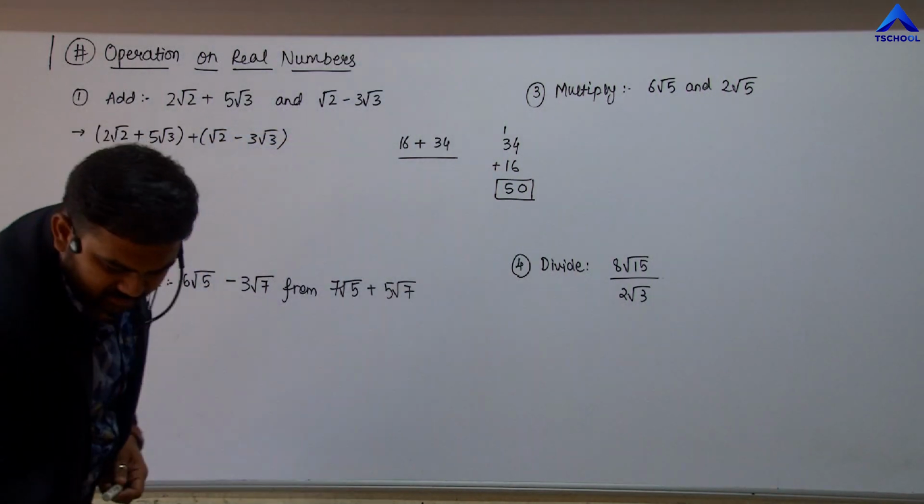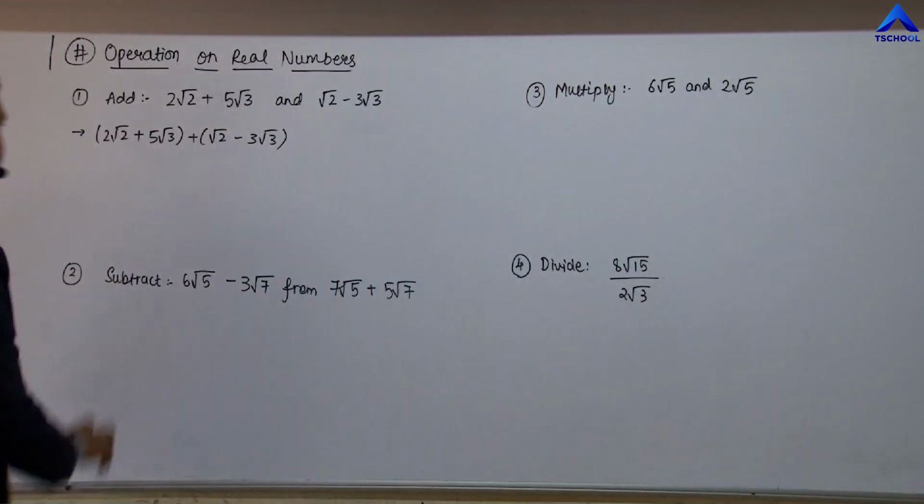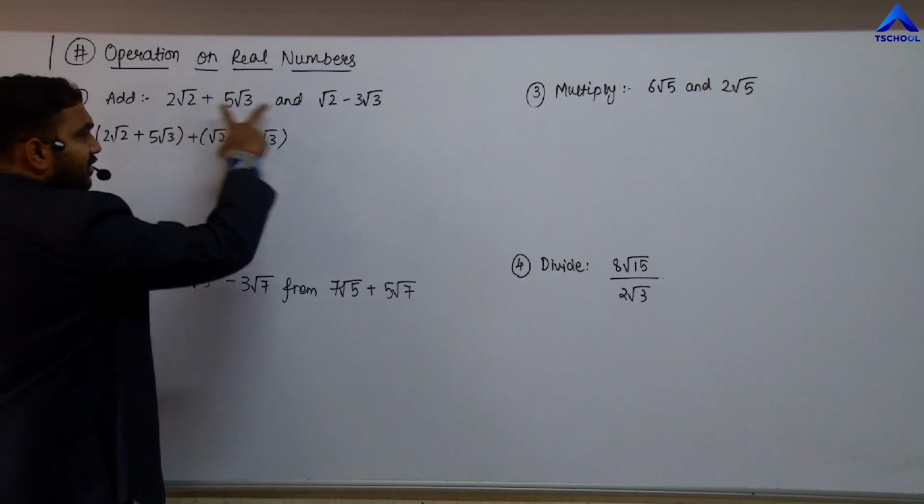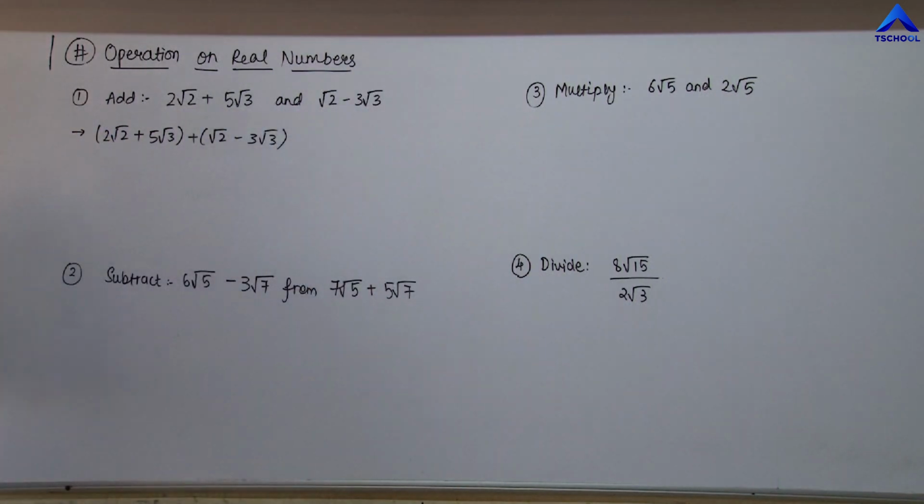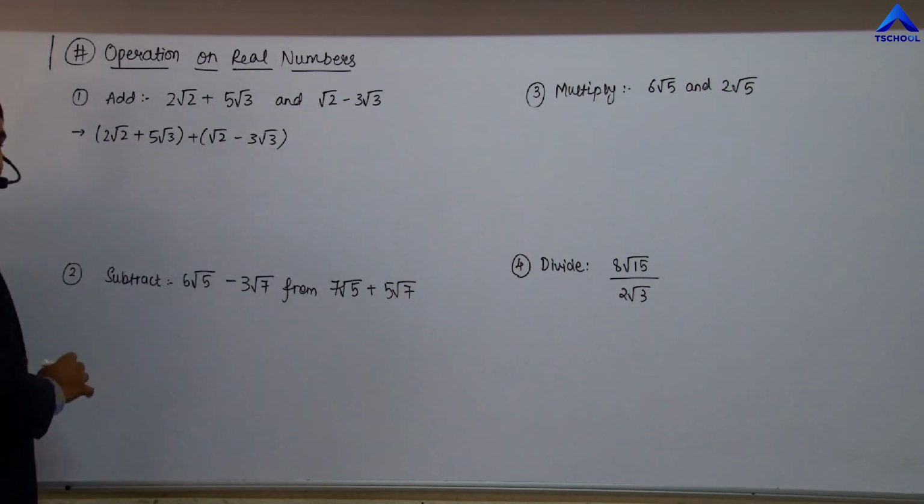Is it clear? So what we have done here is we have just added them both. That means this is our first one and this is our second one. First one, that means the first number, and second one, that means the second number. We have simply added them here right now. Okay, so to understand it clearly, let us remove these brackets.